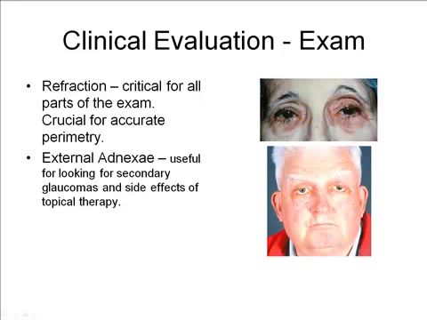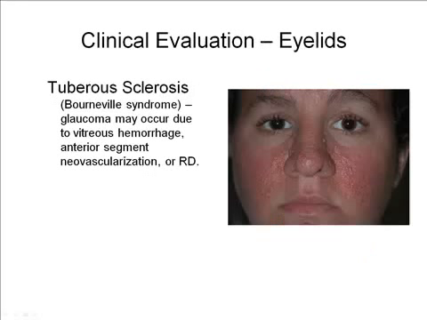You can see findings frequently related to medication side effects here, as shown in these two images. You can also see other findings sometimes on the external exam or skin, which can cause secondary glaucomas. Here we have the adenoma sebaceum of tuberous sclerosis. These can sometimes be associated with anterior segment neovascularization and secondary glaucomas.